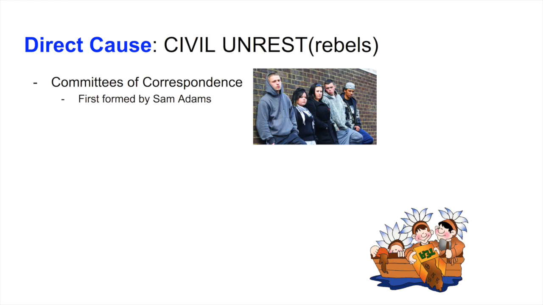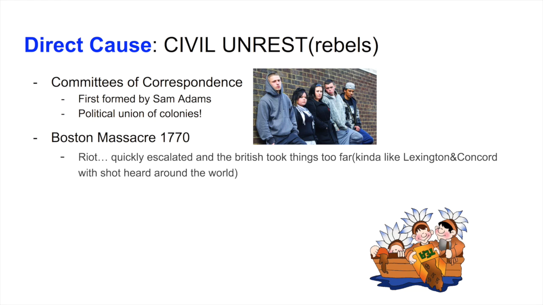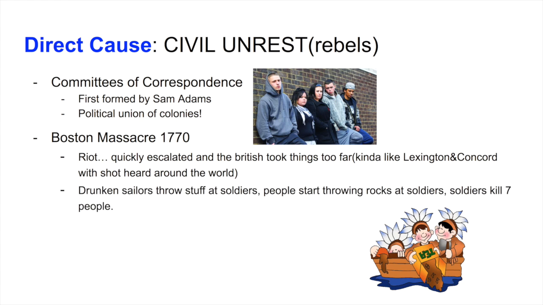So, also, civil unrest. So this is the rebels of the colonies. They formed the Committee of Correspondence. It's a political union of the colonies. We have the Boston Massacre of 1770. So it was a riot. But then the British kind of took things too far. Kind of like how at Lexington and Concord, there was one shot and then the British went off. This is kind of the same thing.